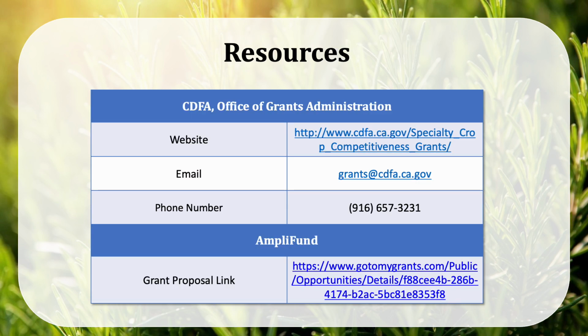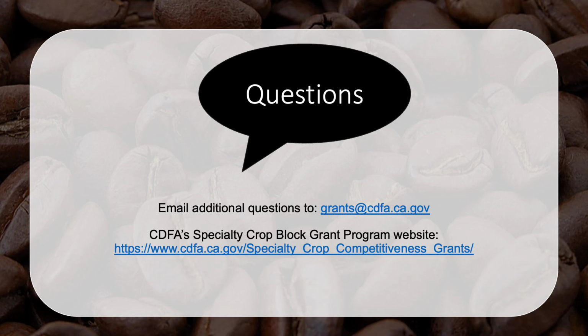Here are some helpful resources including CDFA's website and email address. Our website contains links to the grant proposal instructions, supplemental documents, and all required templates, and other helpful information. If you have any questions or problems accessing the Amplifund system while working on your grant proposal application, please contact us at grants@cdfa.ca.gov or at 916-657-3231. And that concludes the grant proposal process presentation.